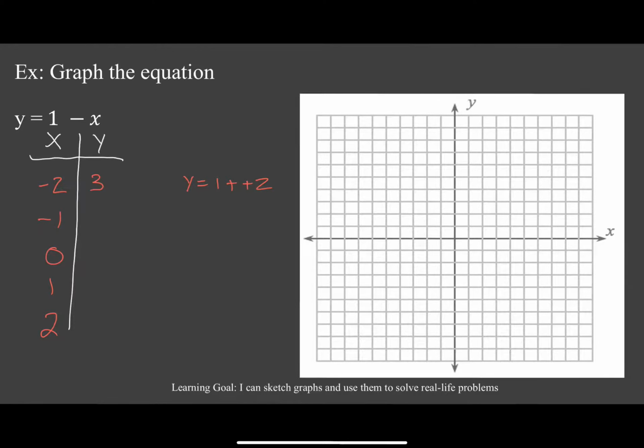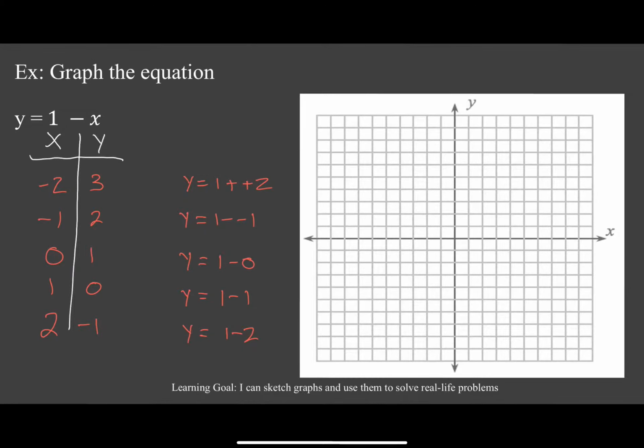Then if I go down, we're going to plug in x is equal to negative 1, so I'm going to have 1 minus negative 1. And the same thing, we would have y is equal to 2. Likewise, for x is equal to 0, we have 1 minus 0, so that means y is 1. Then if I plug in 1, I have 1 minus 1, so we get a y value of 0. And then finally, I have 1 minus 2, so we get negative 1.